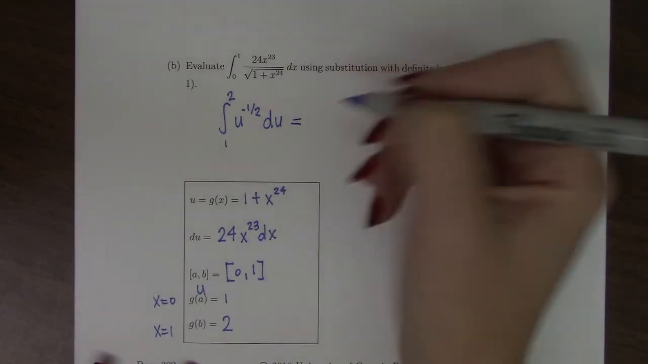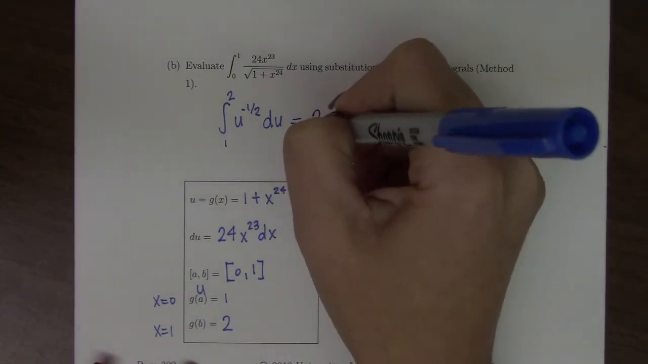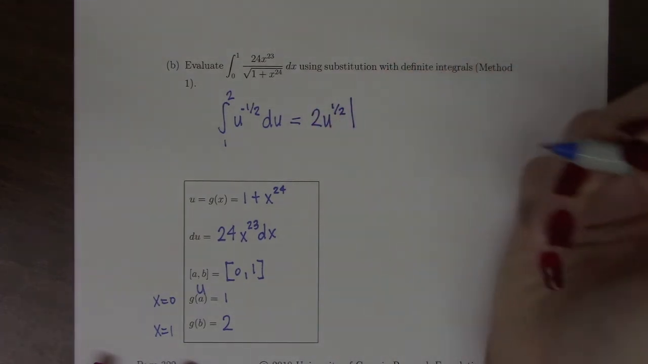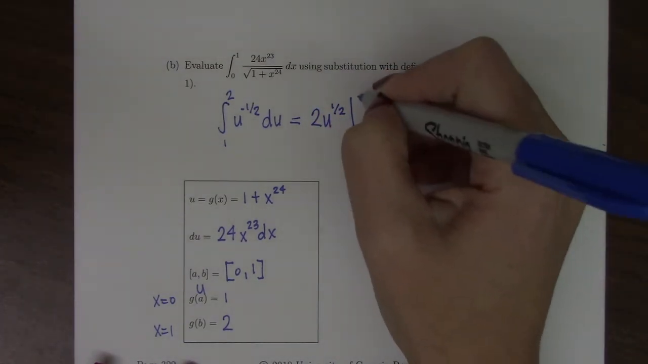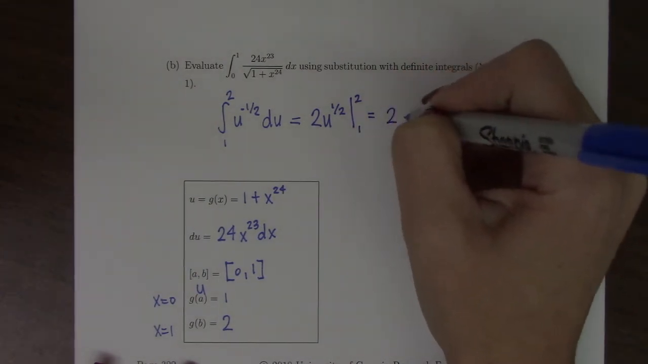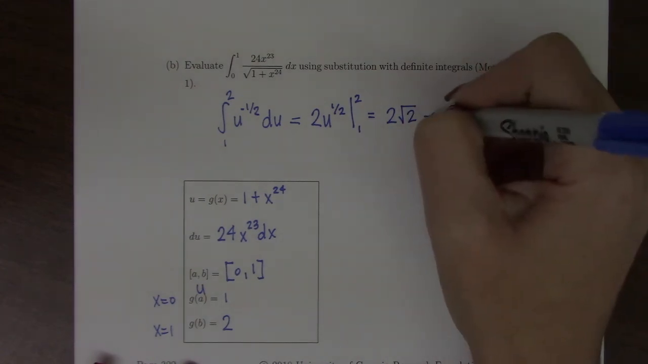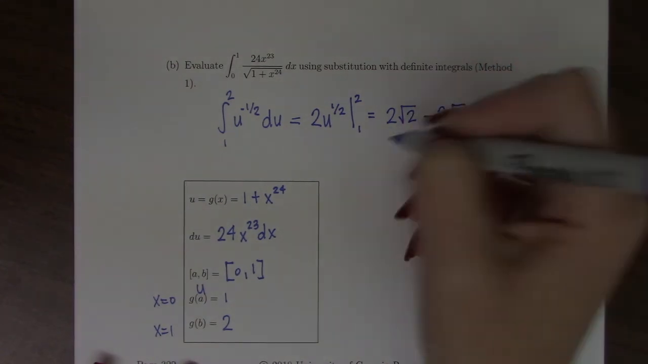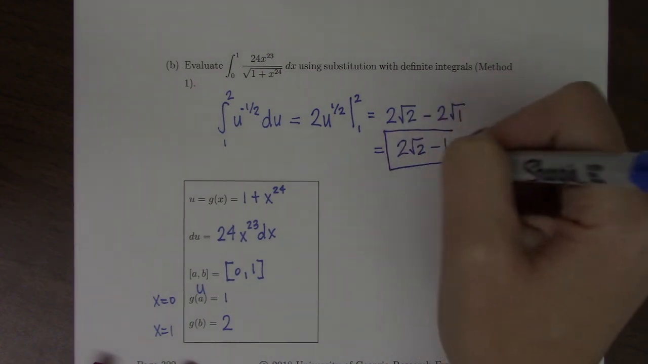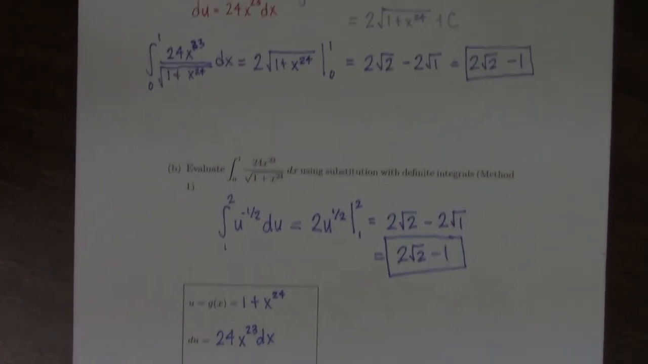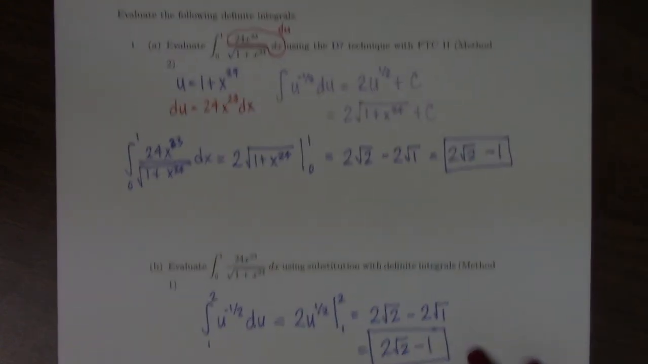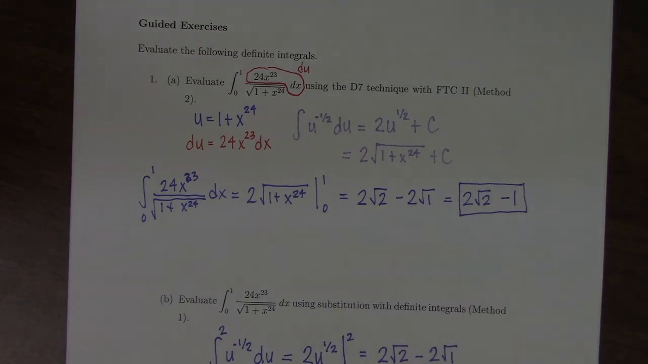So now when I anti-differentiate this, I still get 2u to the positive 1/2, but now I never have to go back to x because I have my new bounds on u, and I can do the direct substitution here. So 2 square root of 2 minus 2 square root of 1, and I get 2 root 2 minus 1. So if you look, exact same answer, but look how quick the work was here, and look at all the steps we had to do here.